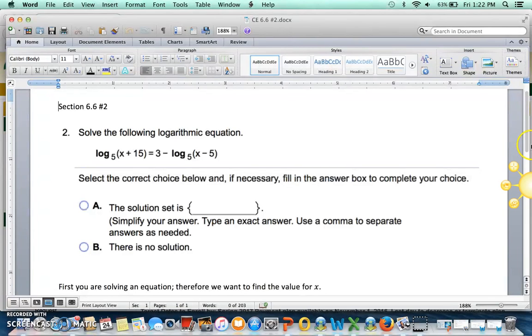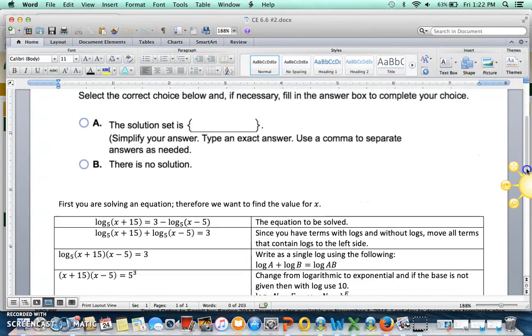Let's look at the actual working of it. We started out, this is negative, we move it, it becomes positive. The 3 remains.